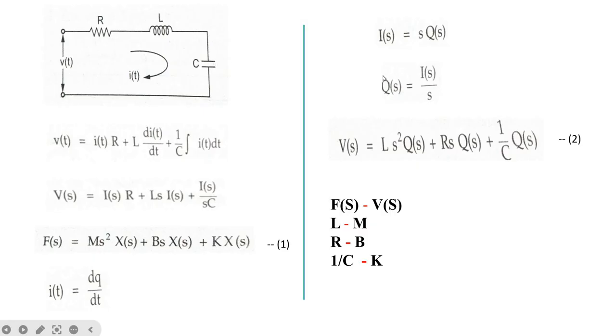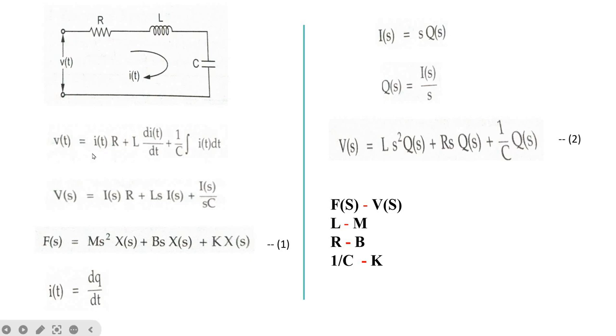So we'll consider this electrical network, where you have resistance, inductance, capacitance, and you have the voltage V of t and current I of t. Now we will apply Kirchhoff's voltage law here, that is KVL, and we'll write the equation accordingly.